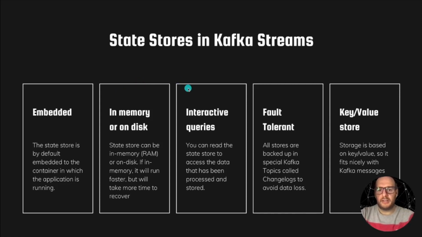Also, you can query these state stores. You can read them, and you can implement REST APIs to access them and so on. Also, they are fault tolerant, meaning that the data is not only stored in the state store, but it's also stored in a special topic in Kafka. So if the data is lost for some reason, the Kafka Streams application will load the data from the special topic in Kafka. And the last is that it's key value based. So it fits very well with Kafka's overall design.